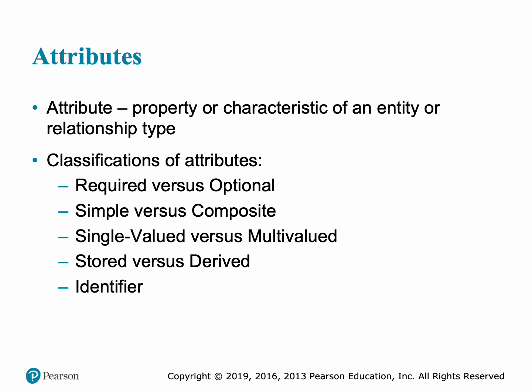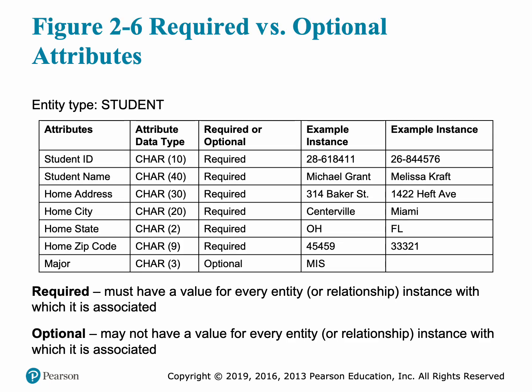So the classification of attributes again: required versus optional, simple versus composite, single valued versus multi-valued, stored versus derived, and identifiers. This figure illustrates the various properties of an entity's attributes. Required attributes must have a value, whereas an optional attribute could be null. Note that the identifier is always required.